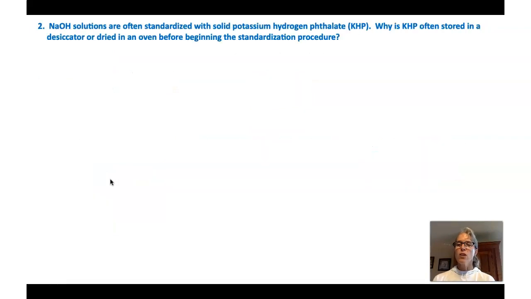Okay, moving on to question number 2. Sodium hydroxide solutions are often standardized with solid potassium hydrogen phthalate, KHP for short. Why is KHP often stored in a desiccator or dried in an oven before beginning the standardization procedure?